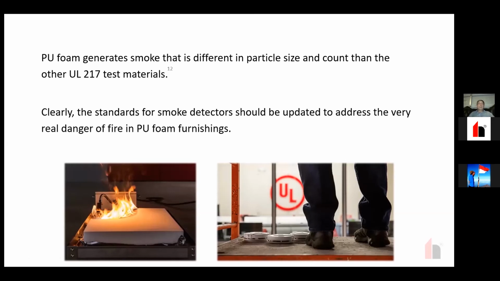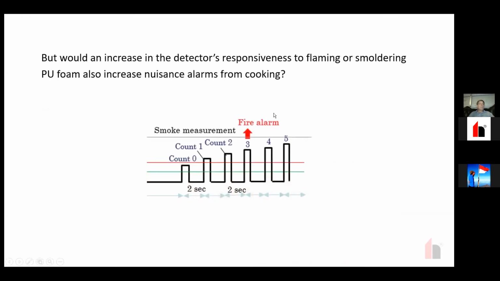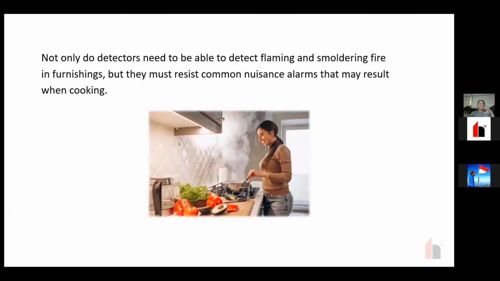However, there is still the question of unwanted alarms. When they make the detectors better able to pick up this flaming and smoldering polyurethane foam, is that going to make the detectors have an increase in nuisance alarms from cooking? You see, the detectors not only need to be able to detect flaming and smoldering fire in furnishings, but they must also resist common nuisance alarms that may result when cooking.